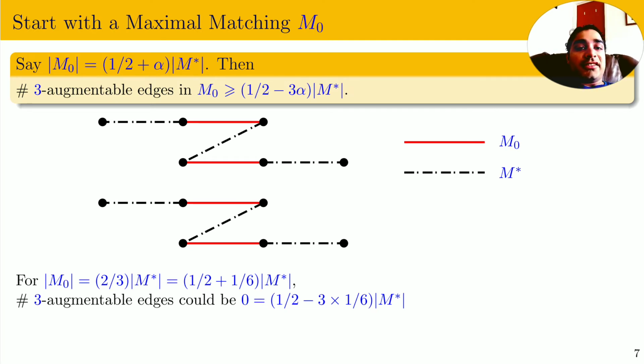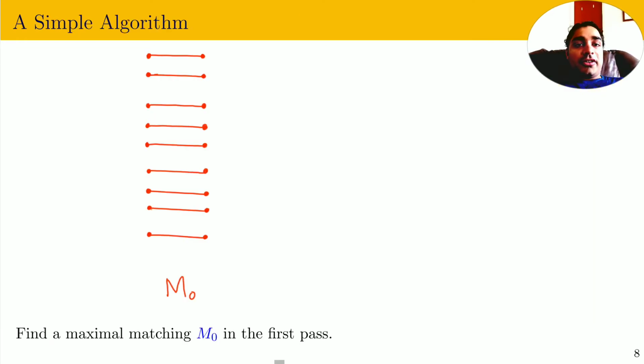Now the idea here is that if you start with a really bad maximal matching, which is about half the size of maximum, then there are lots of three augmentable edges, and our algorithm will find some good fraction of them. But if your maximal matching does not have many three augmentable edges, then it's already good. In this case we saw this extreme, it's already 2 by 3 approximate. So we don't have to do anything. So this is the intuition. Now we'll see our algorithm.